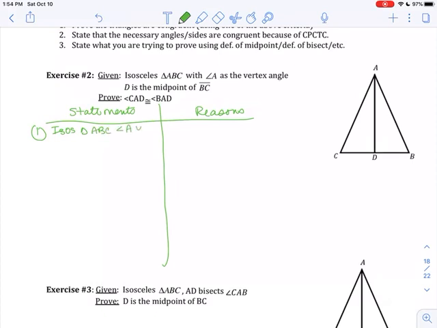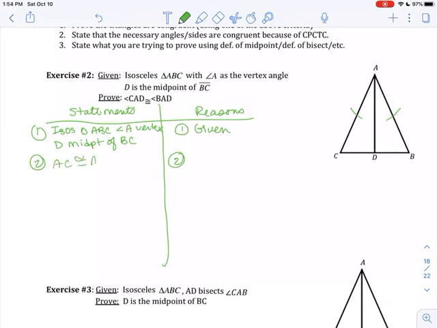All right, got all my given. So isosceles triangle ABC, angle A is a vertex. So basically when they tell me angle A is a vertex angle, that's telling me that those are your two congruent sides, and I'm going to write that down. But let me finish my given. D is the midpoint of BC, is all my given.